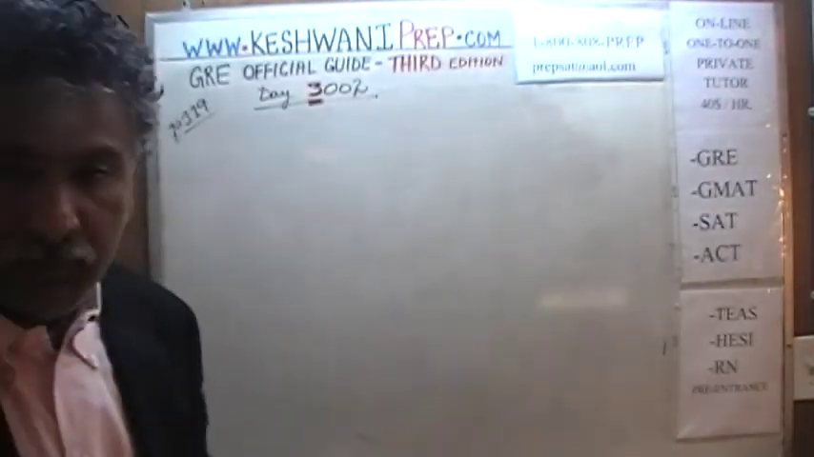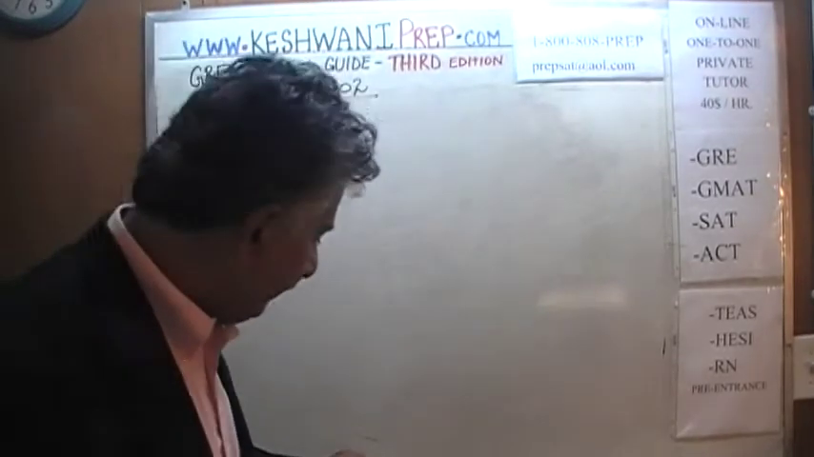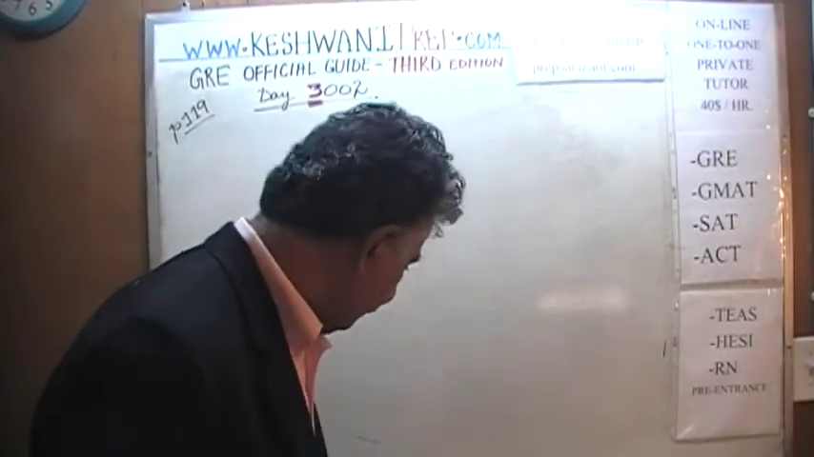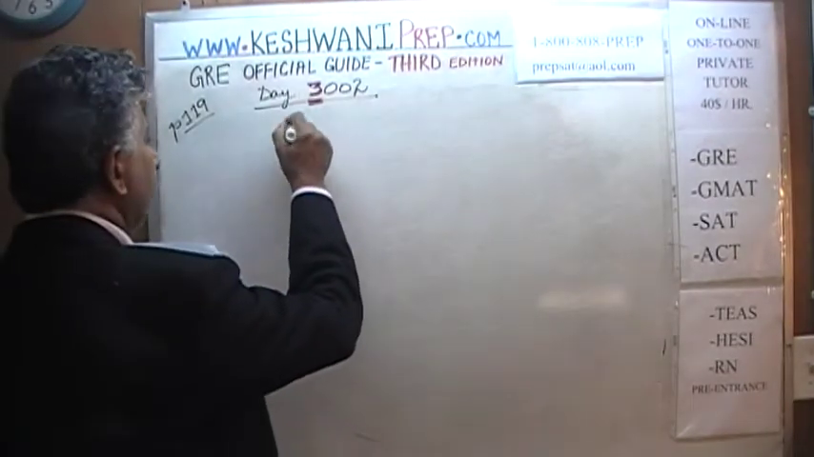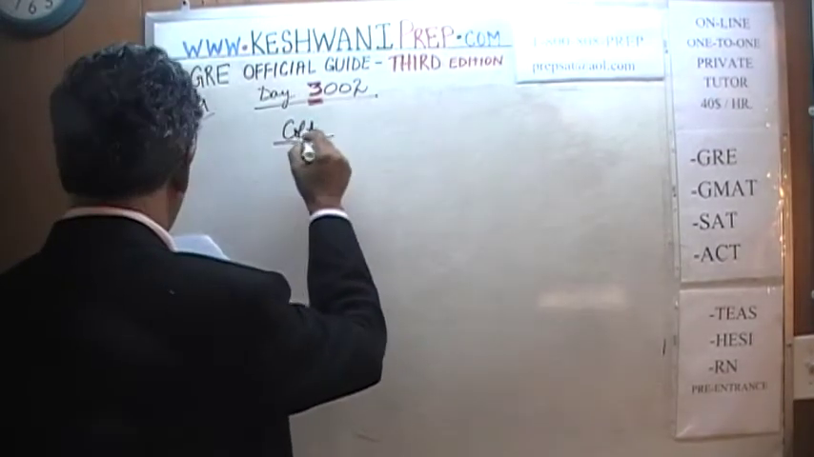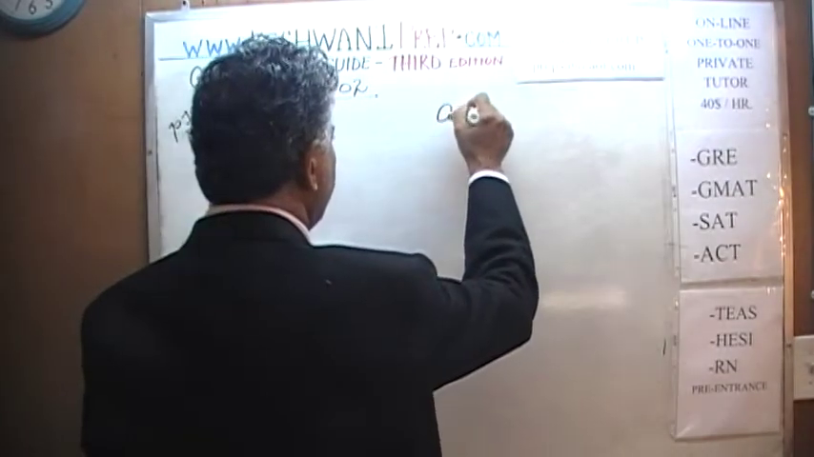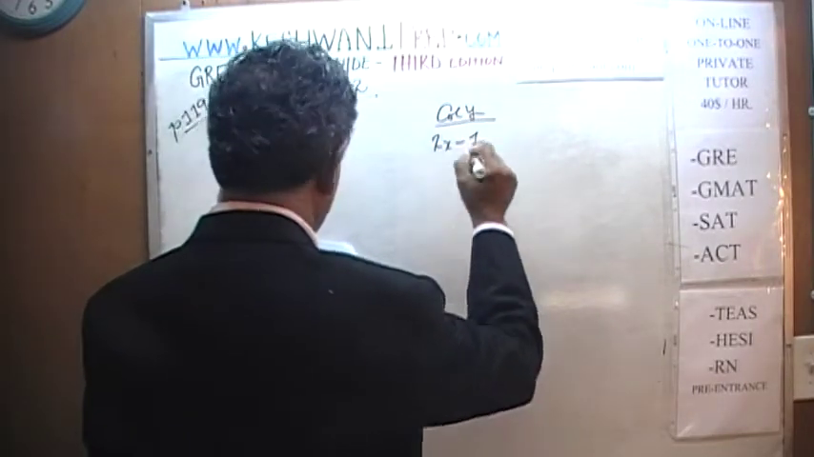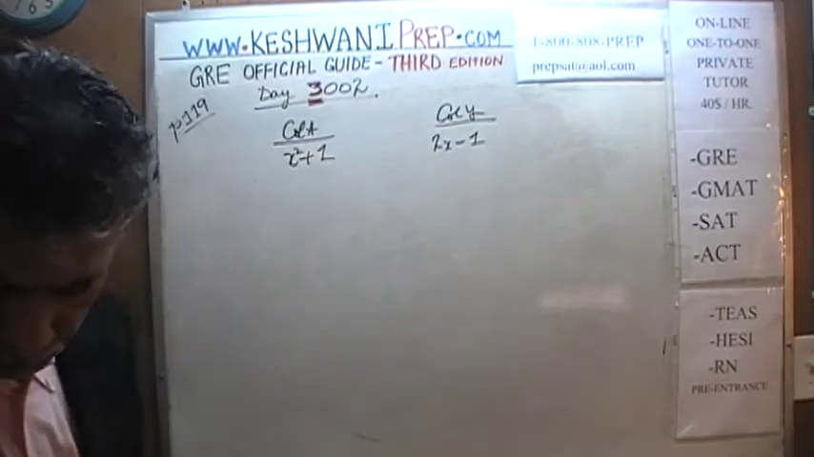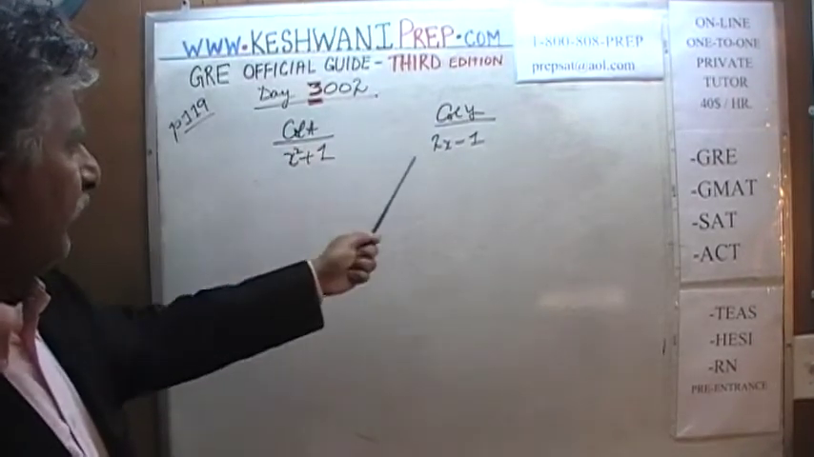On page 119, at the very bottom you will see a problem which looks something like this. It's a quantitative comparison question. In the first column, we are given x squared plus 1. In the second column, we are given 2x minus 1. Let's see what we can do.